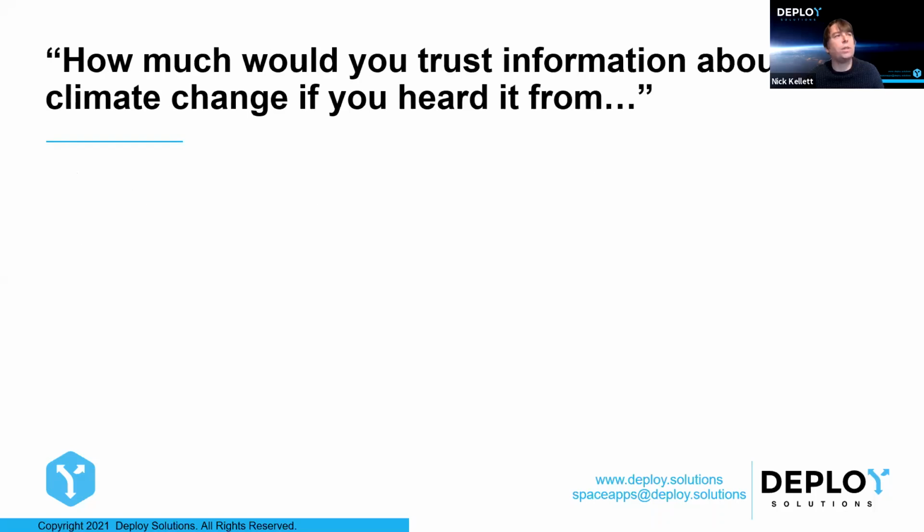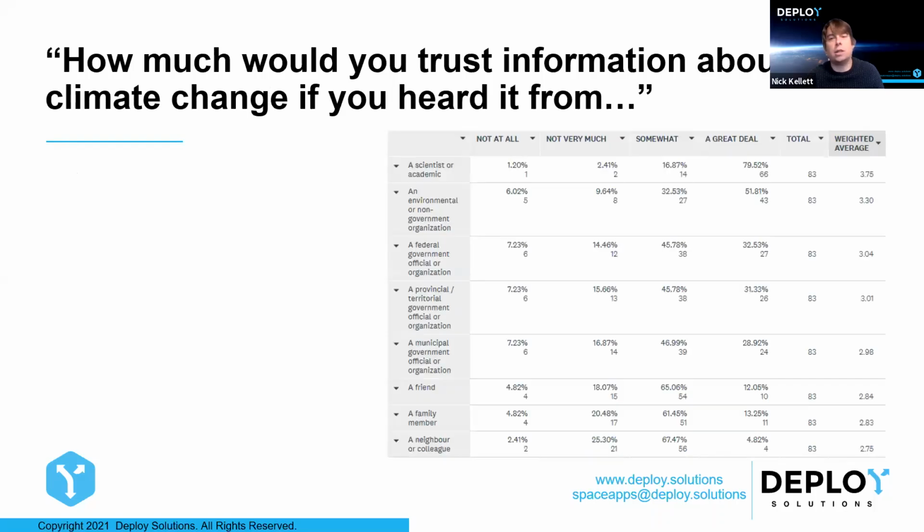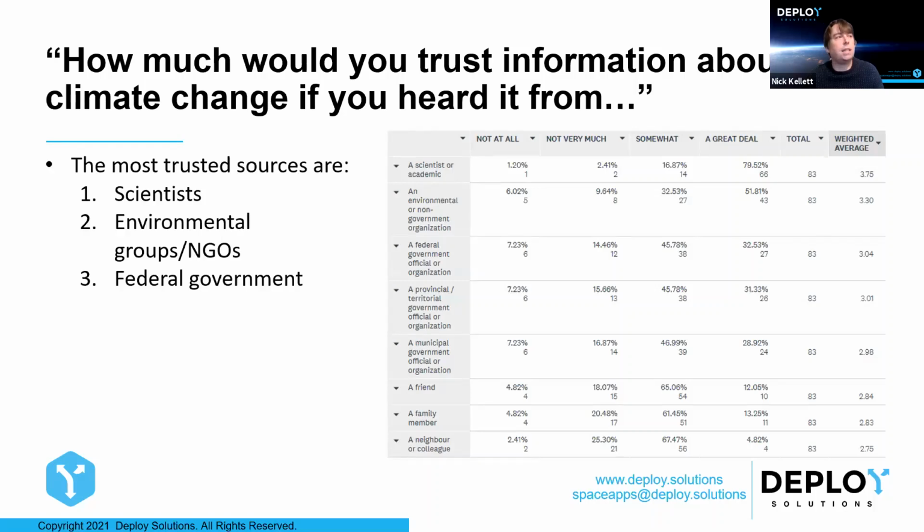And we asked them, how much would you trust information about climate change if you heard it from? And the various options were scientist or academic, environmental or non-government organization, federal government or official or organization, a provincial territorial government organization, a municipal government official or organization, a friend, a family member, or a neighbor or colleague. And actually, the most trusted sources are scientists, environmental groups and NGOs, and federal government officials.